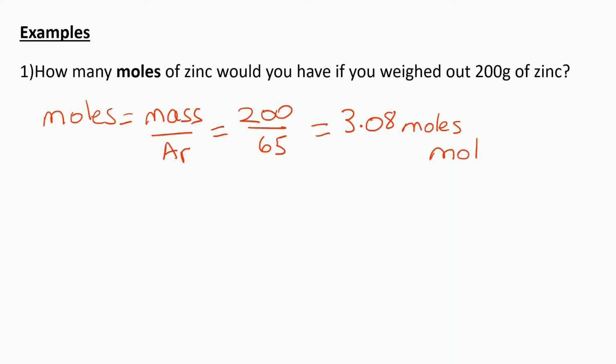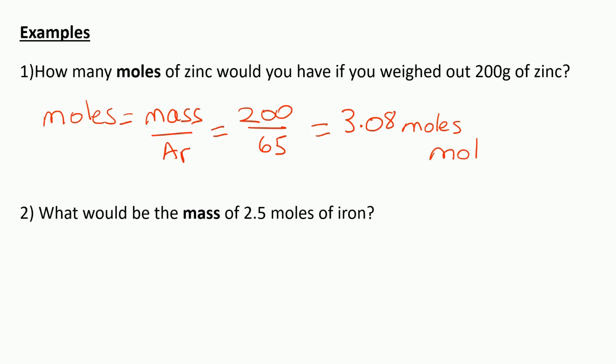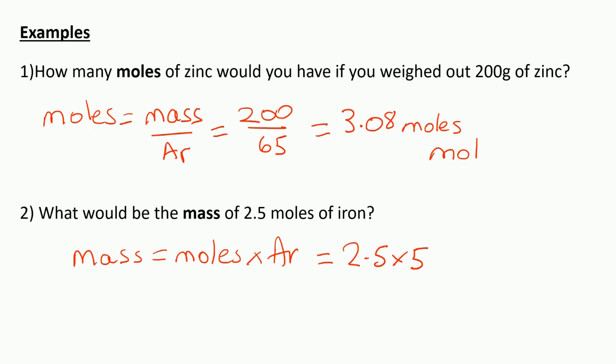Let's look at another example. This time it's asking for the mass. What would be the mass of 2.5 moles of iron atoms? So this time mass equals moles times AR. So that would be 2.5 moles times the AR of iron, which is 56, and the answer we get is 140 grams.